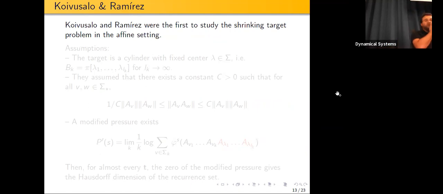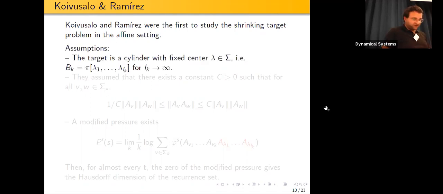But for the generic version, Hannah, Koivusalo, and Ramirez looked at this classical setting, the Falconer setting, where you just take some affine functions, these matrices maybe satisfy some nice conditions, and you randomize the translation. And for almost every translation, you get this Falconer result, this affine dimension bound.